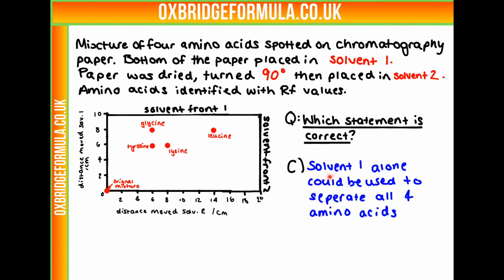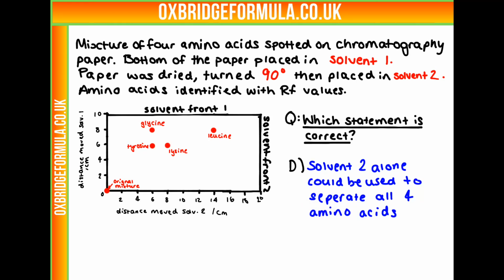Statement C says that solvent 1 alone could be used to separate all 4 amino acids. So is that true? If we just had solvent front 1, would this be enough to separate all of our amino acids? Well, we can see that without our separation of our solvent front 2, these would all be on the same line. If this was just a one-dimensional graph, these two spots, as they have the same y value, would just be together. They wouldn't have spread out because of solvent 2. So this is incorrect. We couldn't just use solvent 1 to separate all 4.